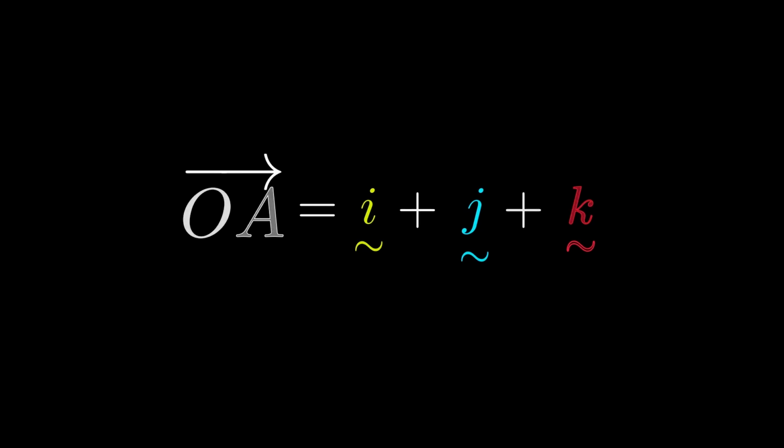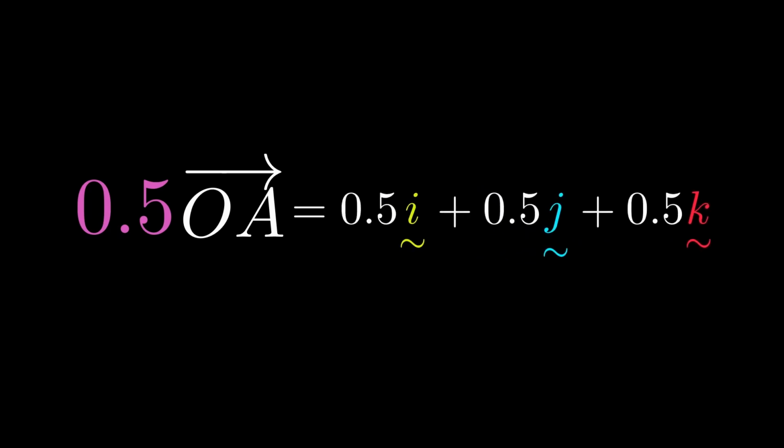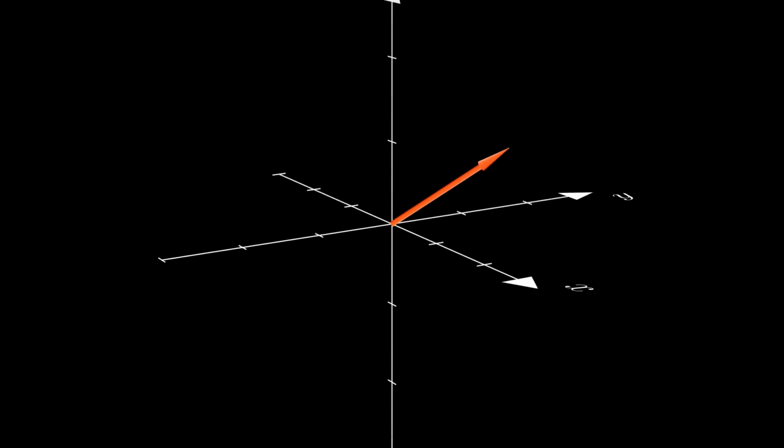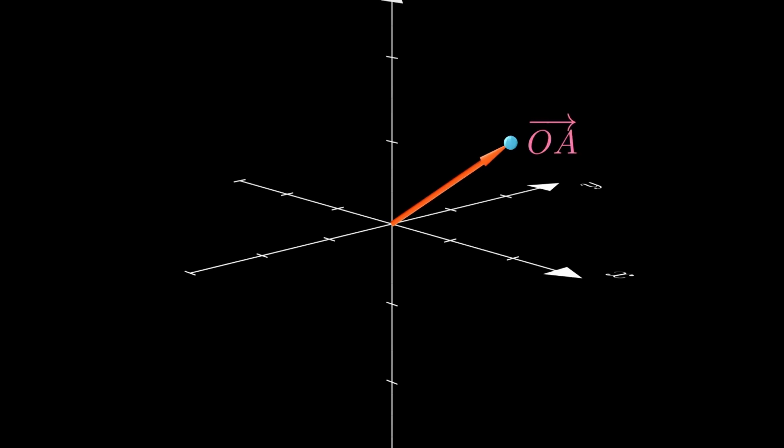Let's return to our vector OA, but this time let's multiply it by a scalar of 0.5. What this means is each component is multiplied by 0.5, so it should be half the length of its original size. Let's now have a look. Our orange arrow represents the vector OA. If we multiply it by a scalar of 0.5 or half, our vector arrow is now half the length but in the same direction.